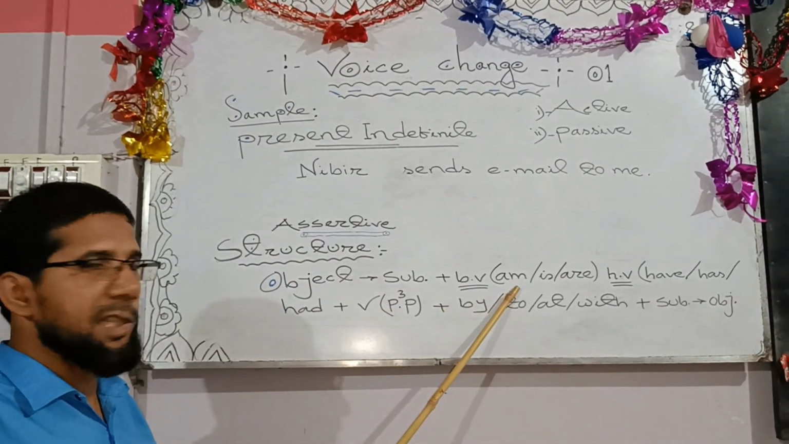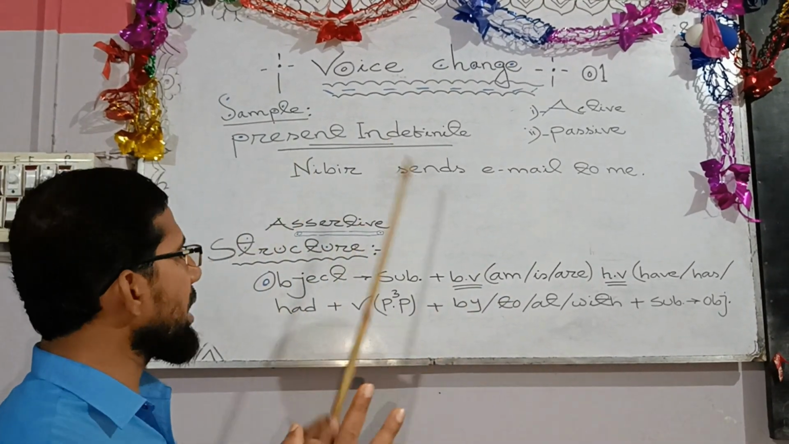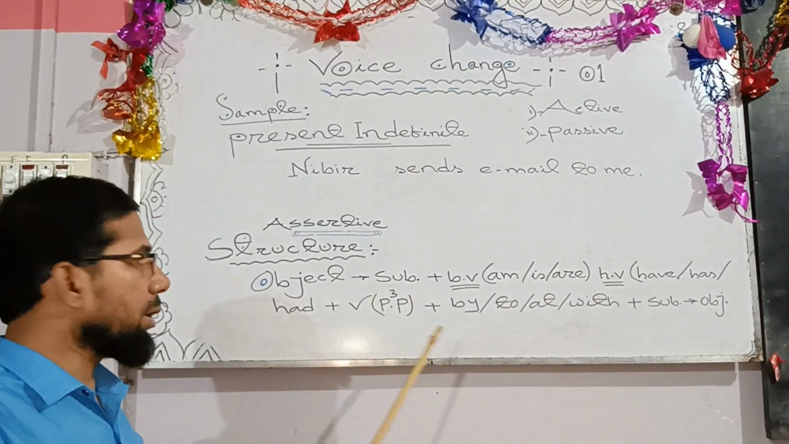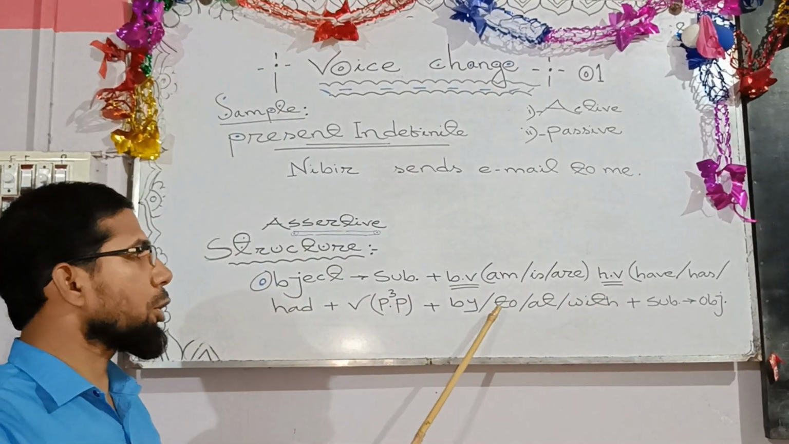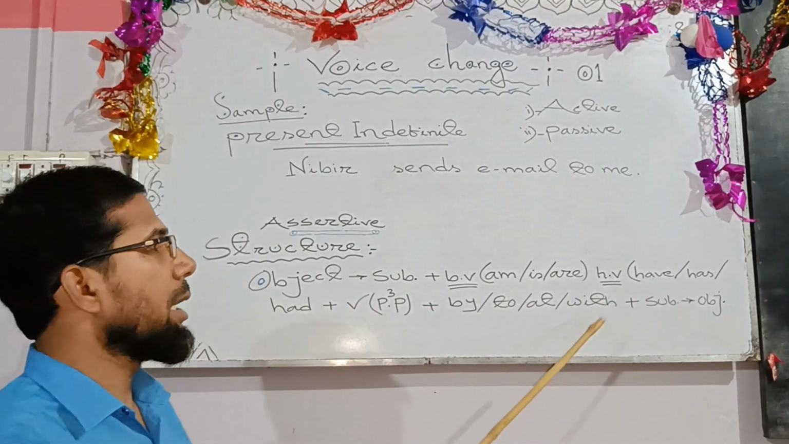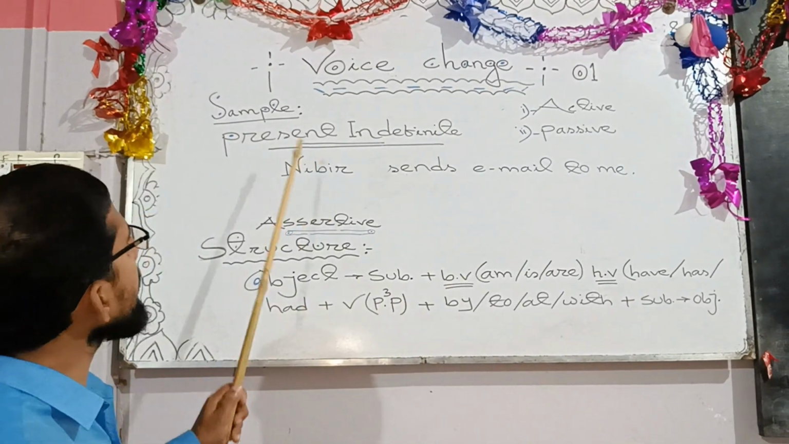Auxiliary verb is needed. For present indefinite tense, three auxiliary verbs are needed: am, is, are. Plus the verb will be past participle. Then by, or a preposition like to, at, with. These types of prepositions are related to some verbal class. Then after that, you need subject to object. It's the structure of present indefinite.